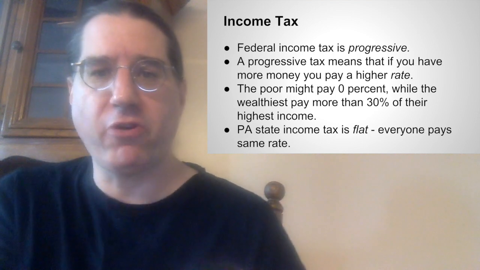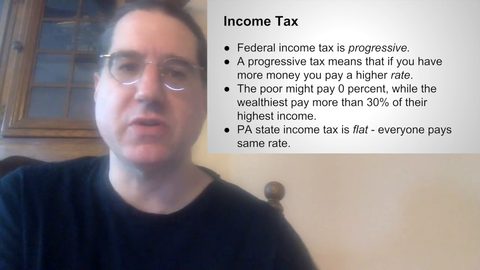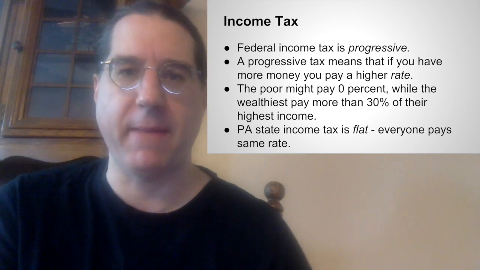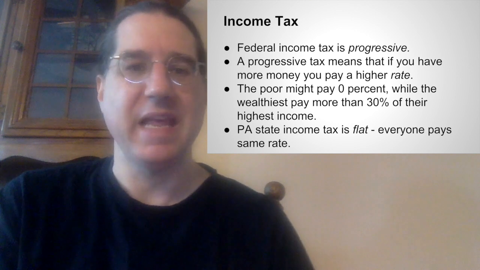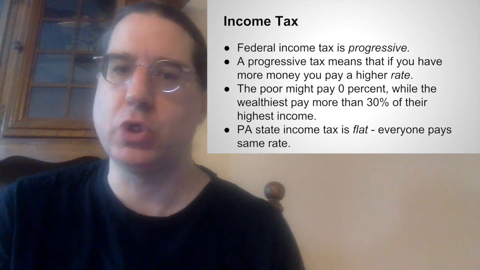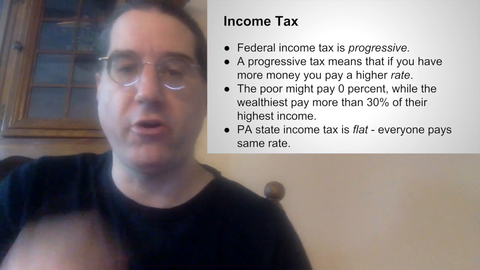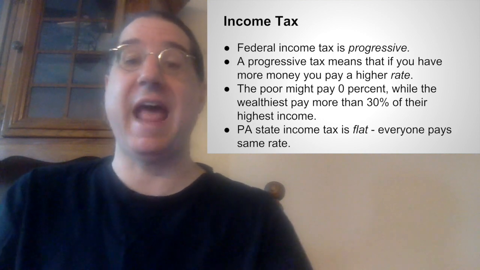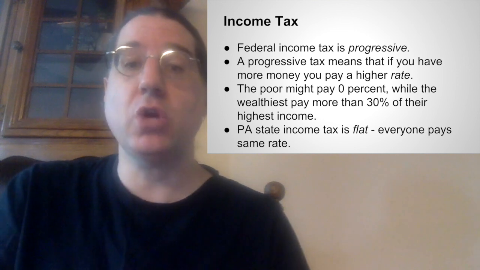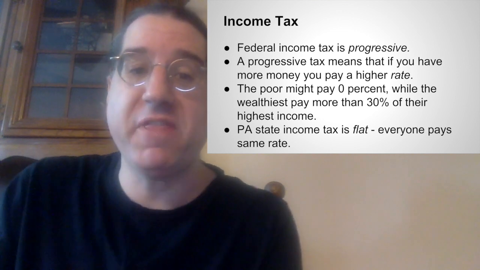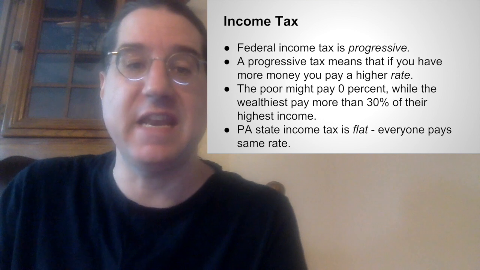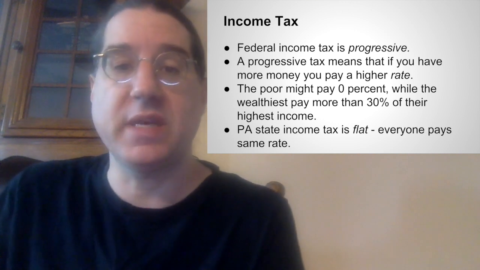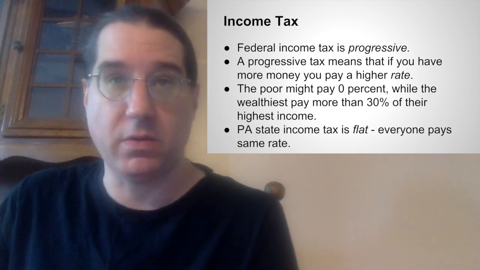If you're single, the first pile would be the first $9,275 that you make. The government will take 10% out of that pile. Then the second pile is everything from $9,276 up to $37,650. The government will take 15% out of this pile. This goes on until the last pile would be everything you make over $415,501. And the government will take 39.6% out of this pile.